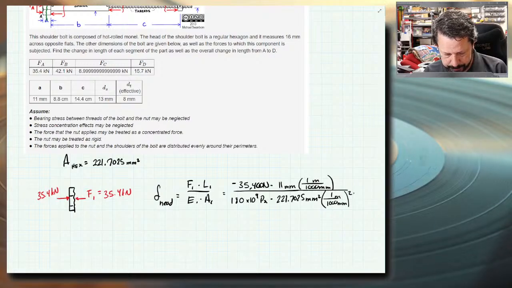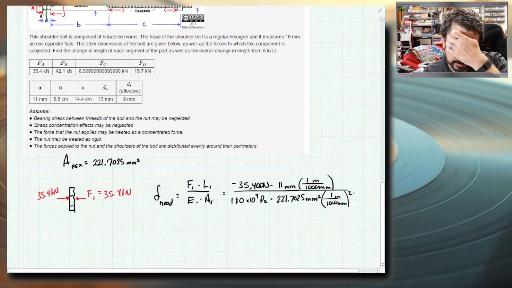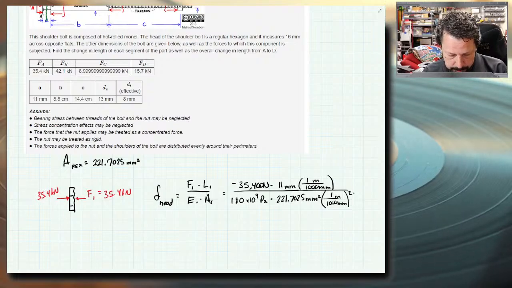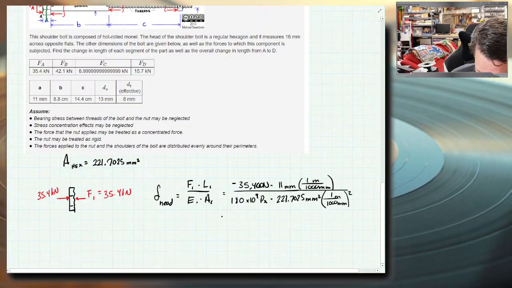So 221.7025, we need to divide that by 1,000 twice. Multiply times 180 times 10 to the 9th, so 9 zeros there. 35,400. Don't forget that that was in kilonewtons, and so I'll switch it over to newtons. Times 11 divided by 1,000 to get the 11 millimeters to meters. And then divide all of that by our denominator. And I get a super tiny number in meters.